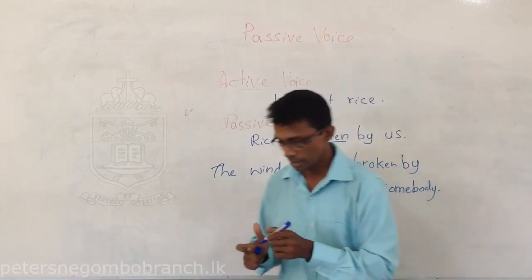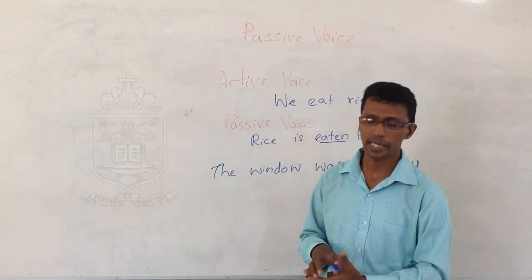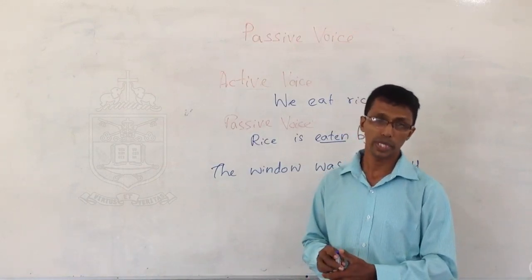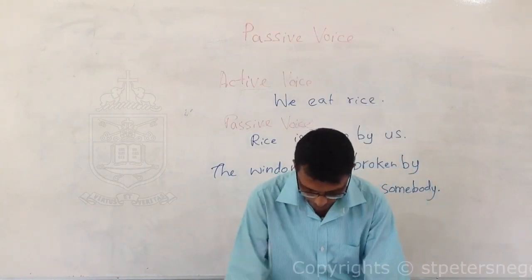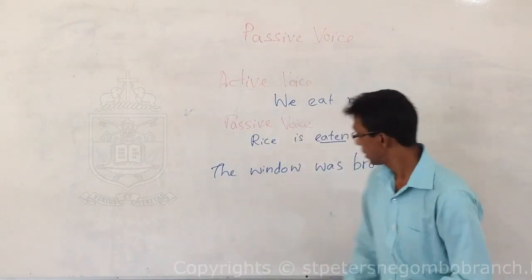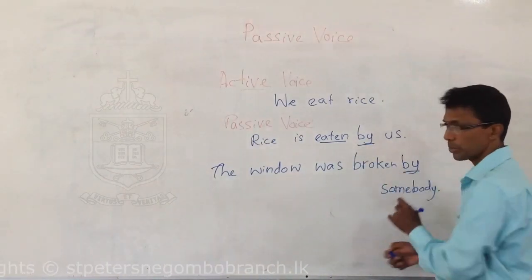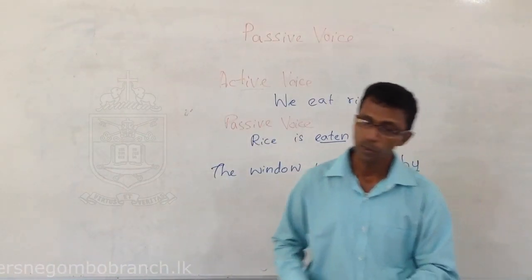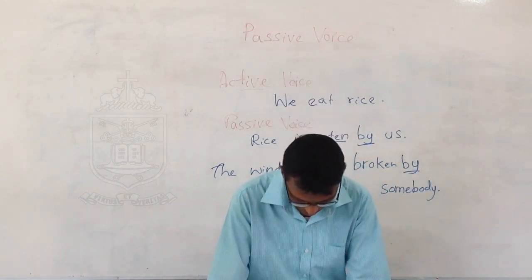right? It's like that. So when you do not know the subject, or the doer of the action, or when you do not want to tell the doer of the action, we use passive voice. And we use the word "by" most of the time. This word "by" is used in passive voice, but we can just skip that part also, right?